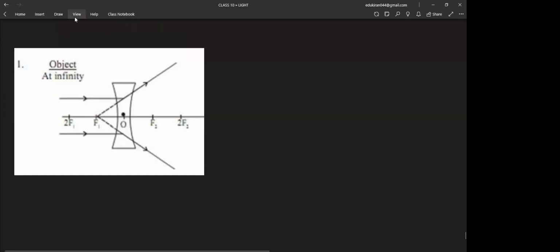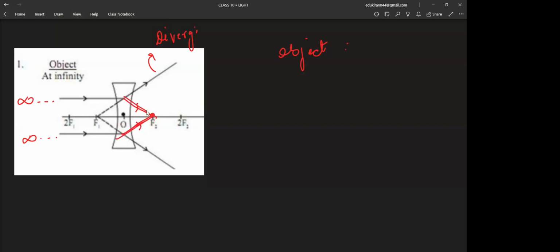Now, for the concave lens, firstly, where is the object kept? At infinity. Now the difference is that these rays are diverging rays. When we had the convex lens, the rays were converging at the focus. Now see, when the rays come, they are getting diverged. Can you see this difference?